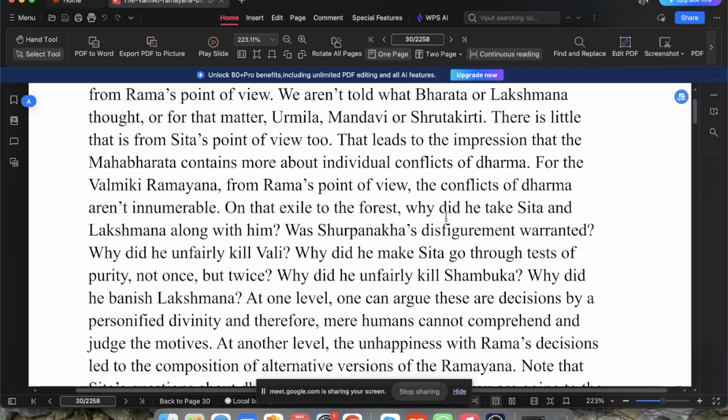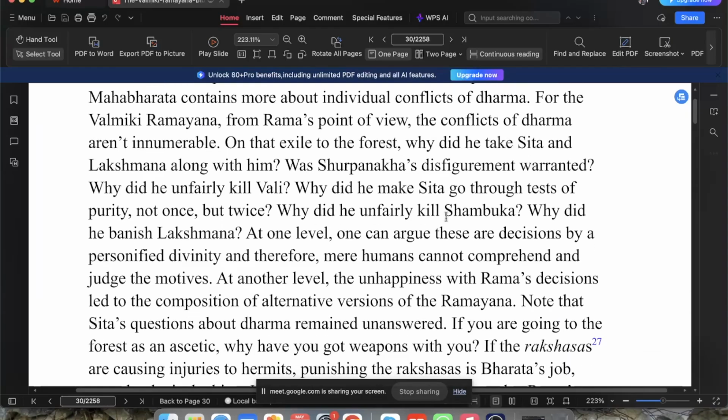At one level, one can argue these are decisions by a personified divinity, and therefore mere humans cannot comprehend and judge the motives. This point especially is very highly discussed. So why did Rama have to do so many of those things? Why did he have to test Sita, exile Lakshmana, kill Vali from behind? I think we'll get to explore all of these things as we move further.